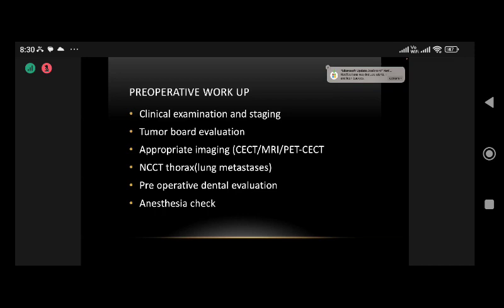A tumor board evaluation, wherever possible, will give you such wonderful insights that it really helps you choose your surgical patient well. You have to do appropriate imaging depending on where your primary cancer is. You do a CT scan or an MRI. A PET CT is not required in every patient, but in patients where you expect chances of distant metastasis, we generally do a PET CT. We do an NCCT thorax for lung metastasis, which is the commonest site in all patients of locally advanced cancers. Chest X-ray is not a very sensitive measure for looking at lung metastasis. We do preoperative dental evaluation for rehabilitation as well as if there are any issues, and a good anesthesia check.